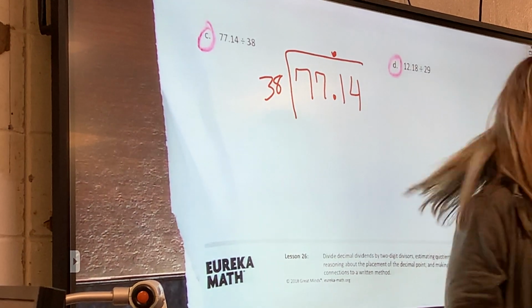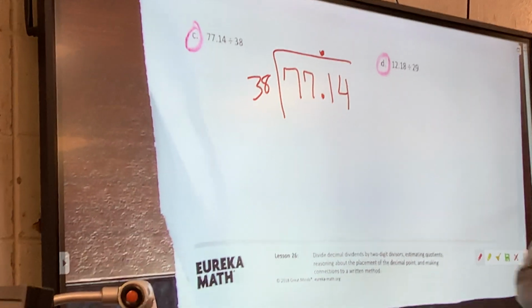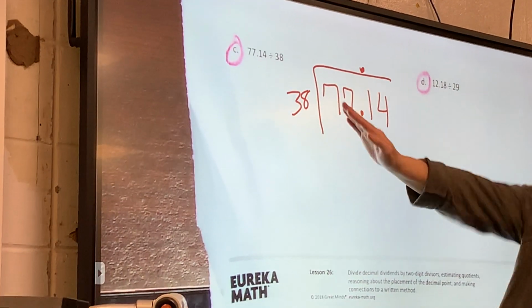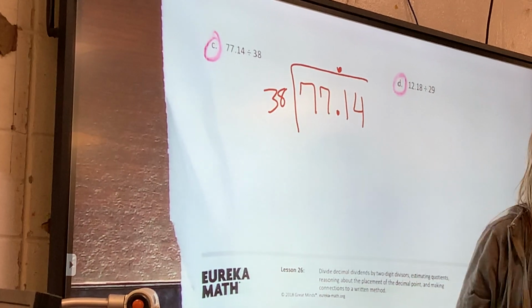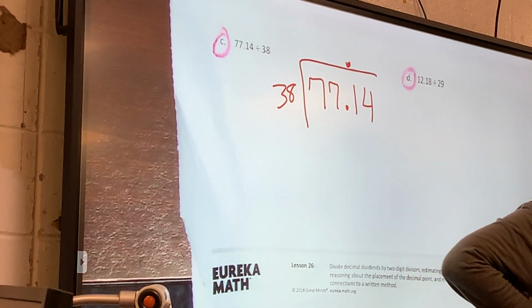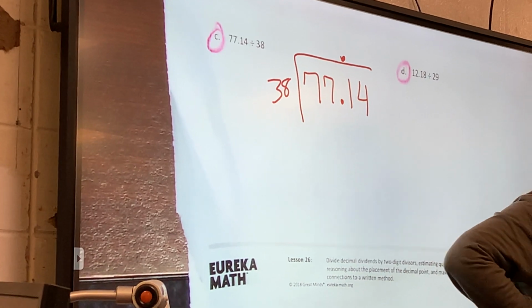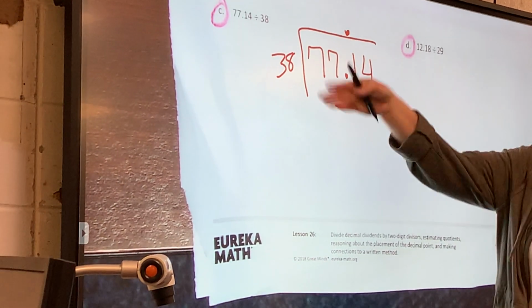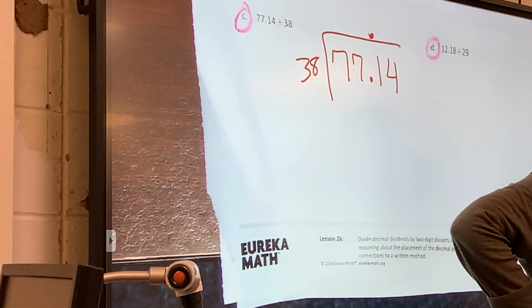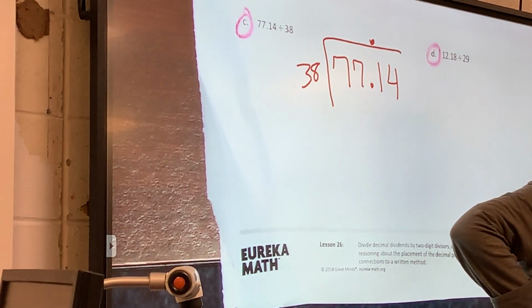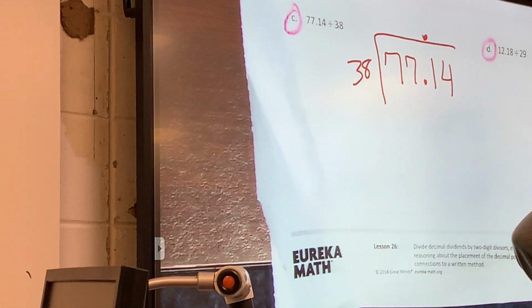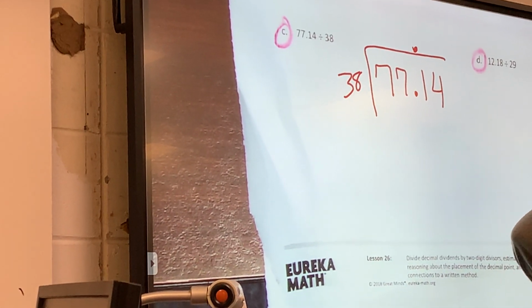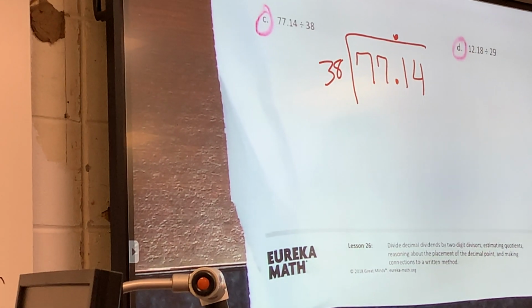Okay, so looking at this. First of all, is 38 less than the whole number? Yes. So am I going to have a whole number as my answer? Yes. I am going to have a whole number. So I'm going to put 38 into what? 77. Okay, how many groups of 38 are there in 77, Christopher? 2, okay?